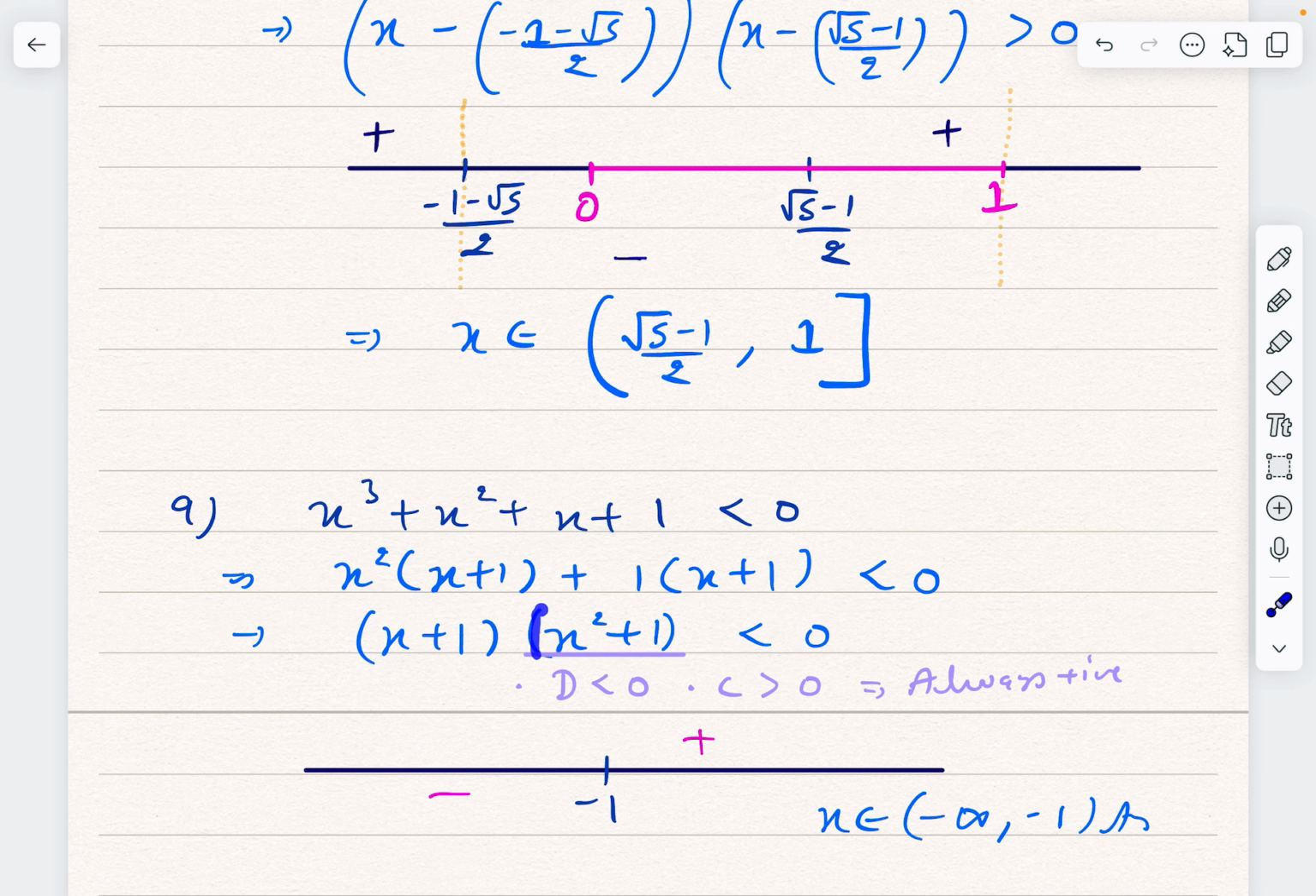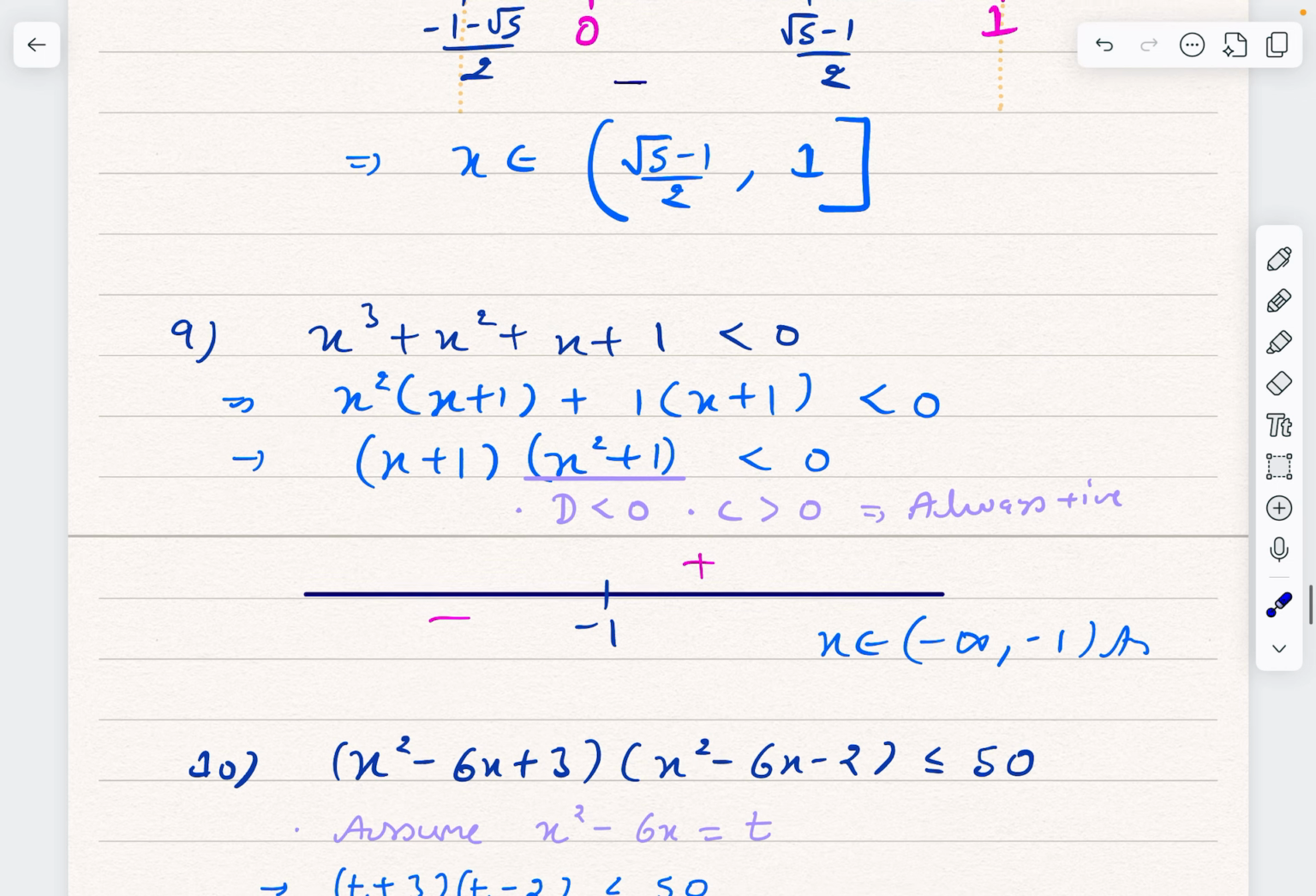You will see that x square plus 1 will not have any real root. It will always be positive. You can see directly also x square plus 1 will always be greater than or equal to 1. So we can just ignore this part, or you can say D negative, C positive, always positive. That thing also you can use here. So x plus 1 only, minus 1 is the only root. You want negative, so x will be less than minus 1, so minus infinity to minus 1, both open. I hope this is clear, guys. This was not very difficult. And next, 10th problem.